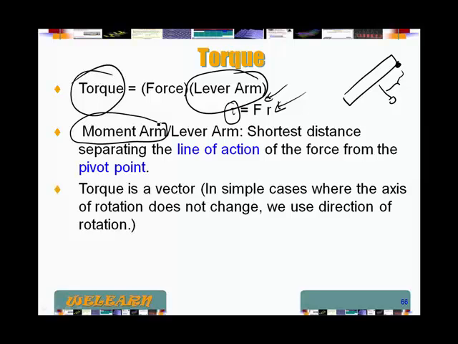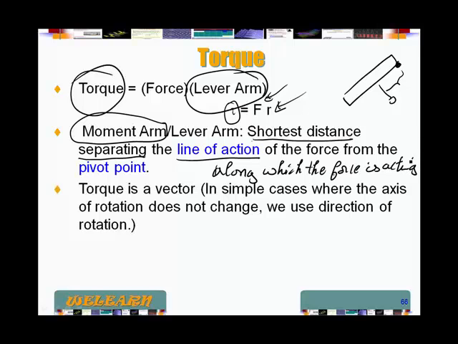What we define as moment arm or lever arm is the shortest distance separating the line of action, which means the line along which the force is acting, the line of action of the force, from the pivot point, the point about which the object is going to be capable of rotating. That's important.